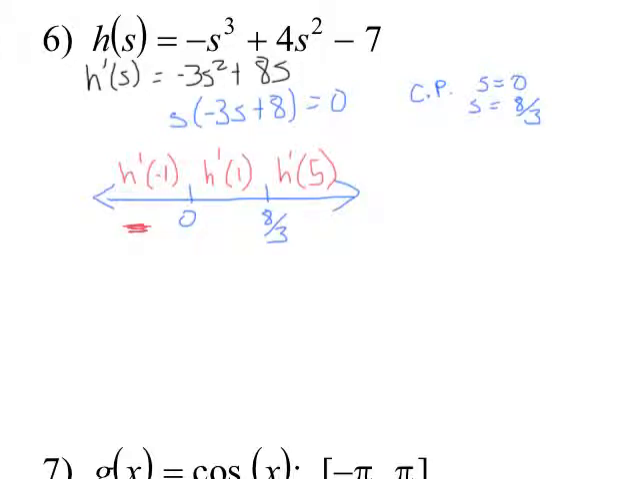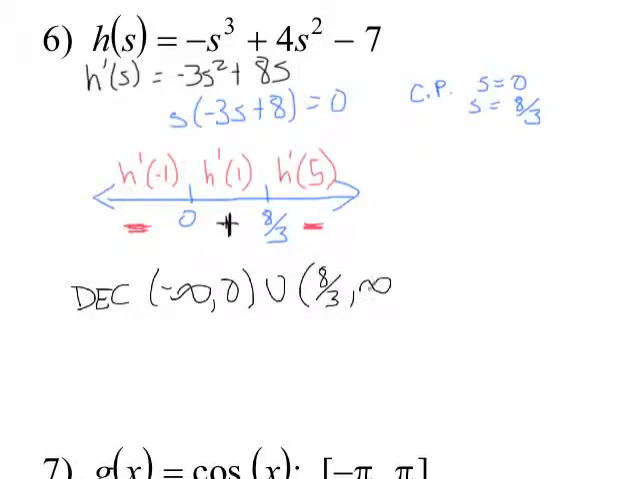If I stick 1 into the function, I will get a positive answer. And if I stick 5 into the function, I get a negative answer again. That tells me, by the first derivative test, we have a local minimum at 0, a local max at 8/3, and it also tells me that I am decreasing from -infinity to 0, as well as 8/3 to infinity, and I am increasing from 0 to 8/3.